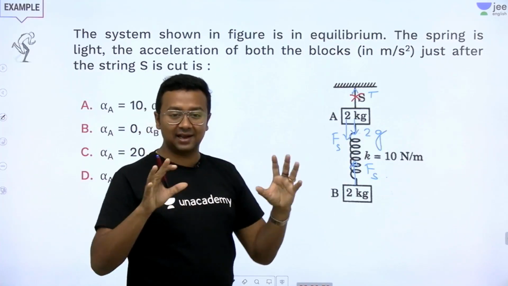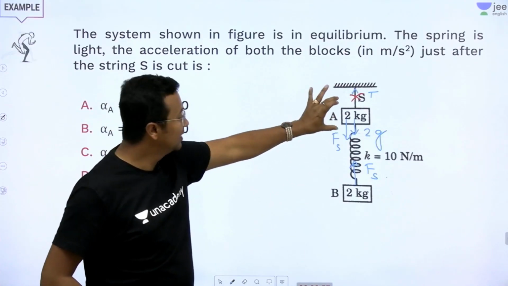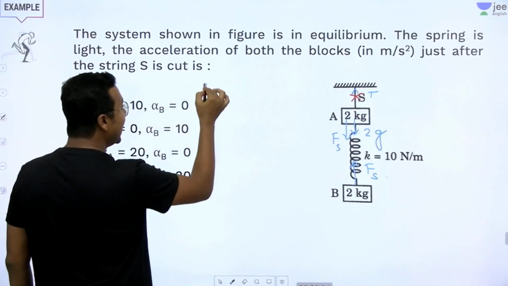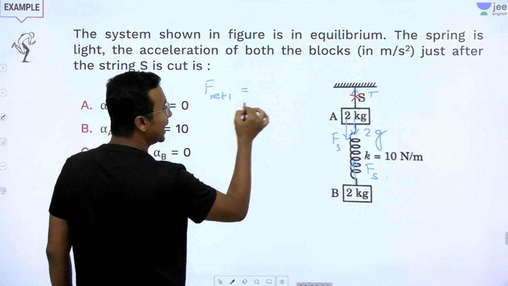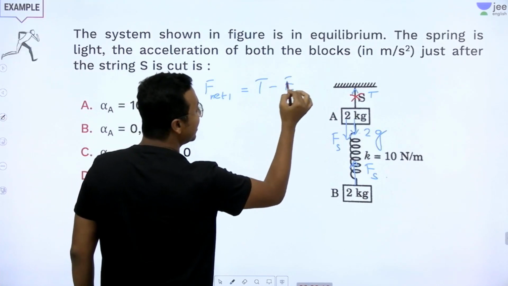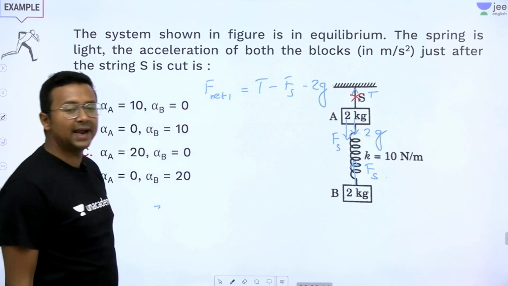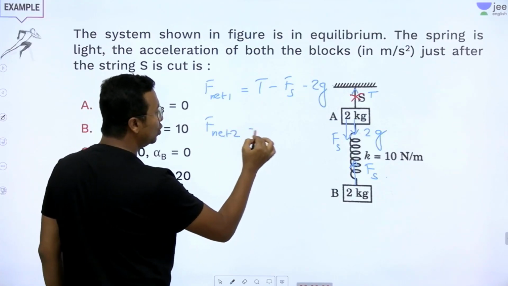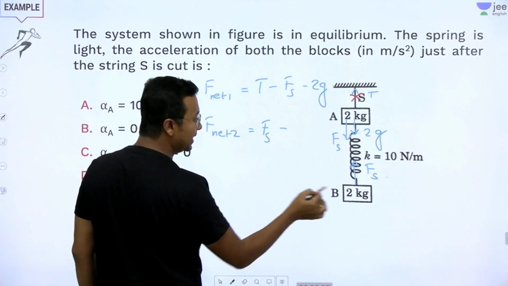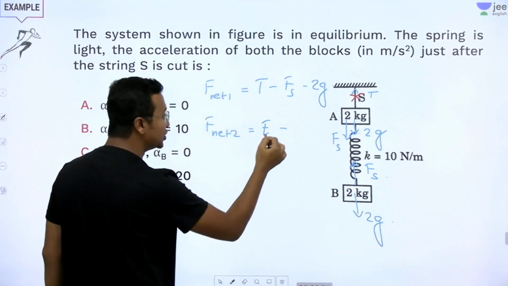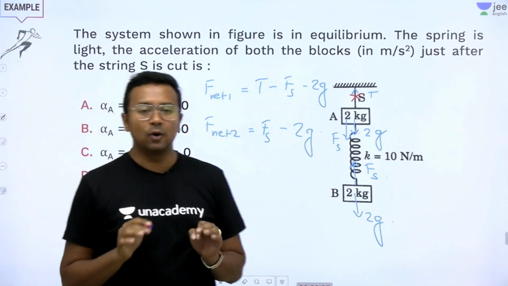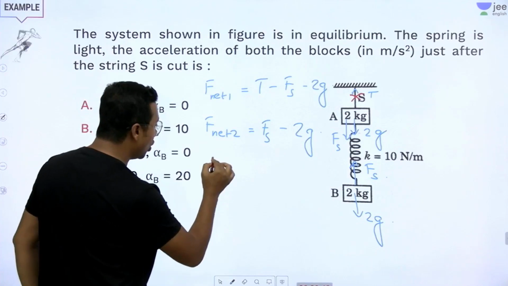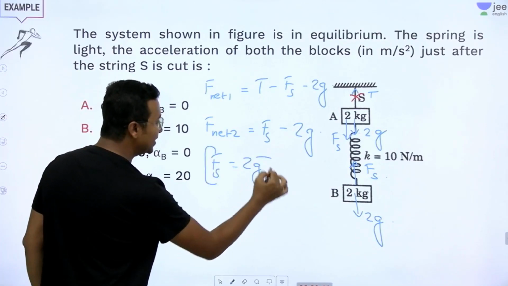As long as the string is intact, listen to it very carefully, these two blocks are basically at rest. So F net on the upper block can be written as T minus Fs minus 2g. That is the net force acting on the upper block. F net 2 on the lower block will be Fs minus 2g, since 2g also acts in the downward direction. The lower block is also at rest, which means Fs should be equal to 2g.